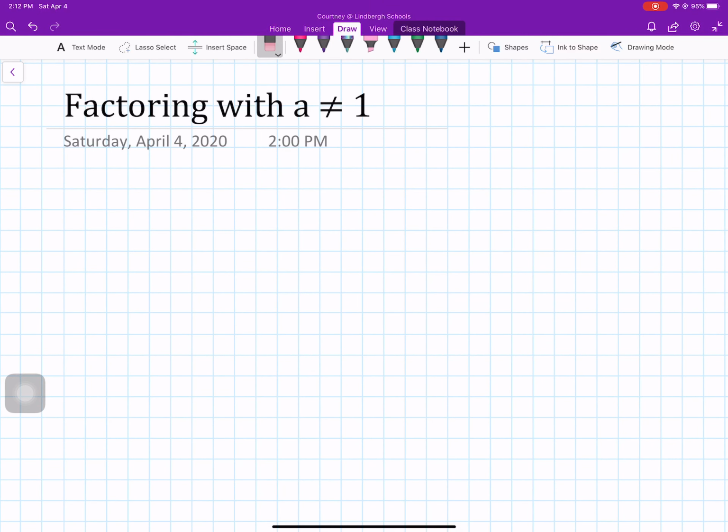Hello. Today we are factoring with a not equal to 1. We are still factoring a quadratic. So typically our quadratics are going to be in this form, ax squared plus bx plus c. And now, this term, a, is going to be any number but 1.